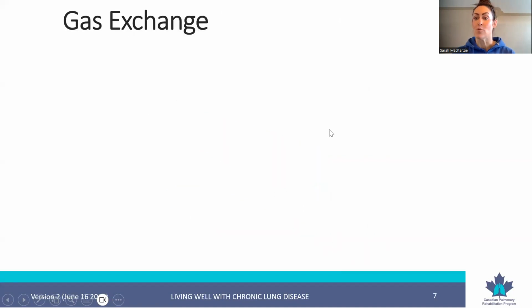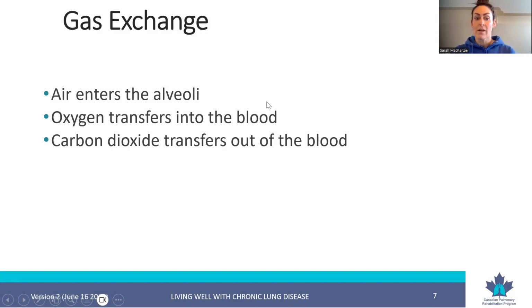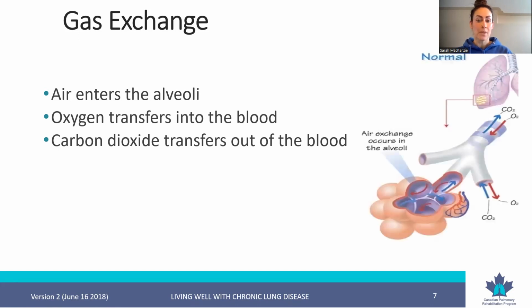So gas exchange, what is gas exchange? Basically, this is when air enters the alveoli, oxygen transfers into the blood, and carbon dioxide transfers out of the blood. So all of our tissues, cells, and muscles are using oxygen, and then they produce carbon dioxide. So that is kind of the exhaust of our body, is the carbon dioxide. So that's what we breathe out primarily.